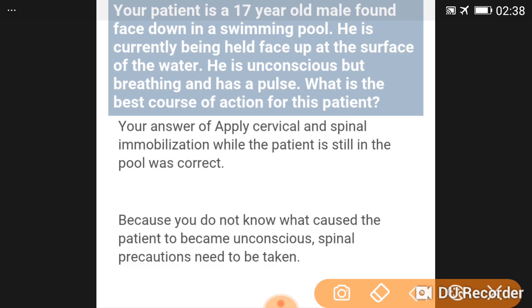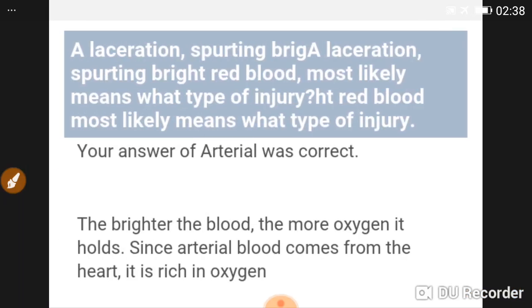Now we are going to discuss the explanation of our answers. My answer is apply cervical and spinal immobilization, because you do not know what caused the patient to become unconscious, so spinal precautions need to be taken. Okay, this is the explanation.